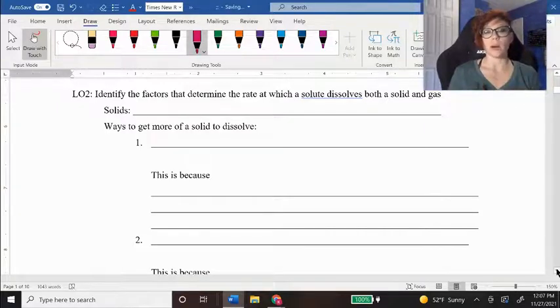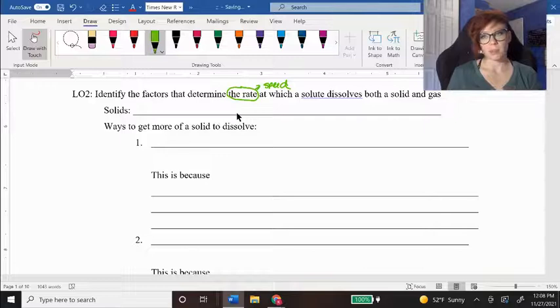You do have two different parts of a solution. So your two different parts of a solution are solute and solvent. The solute is the substance that's being dissolved, whereas the solvent is the substance that the solute is being dissolved in. So when we talk about the rate at which something dissolves, or rate in general, what we are talking about is how fast, so the speed. When we are talking about rate, we're talking about the speed or how fast something happens.